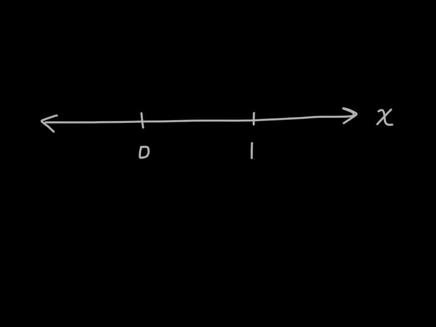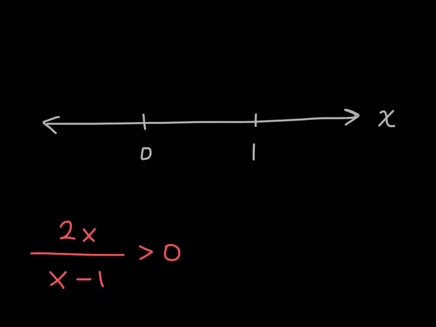What I want you to do is choose a value from each of these intervals, and I want you to plug it into your function. Now, don't forget your function is 2x over x minus 1. And the question is, when is it above the x-axis? All right? So here we go.